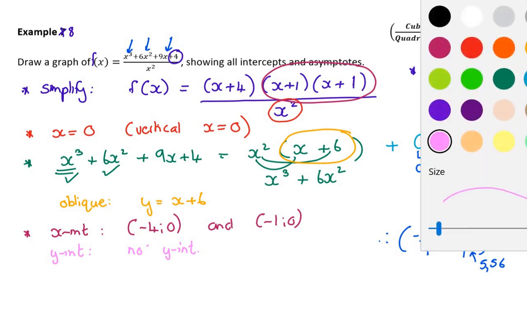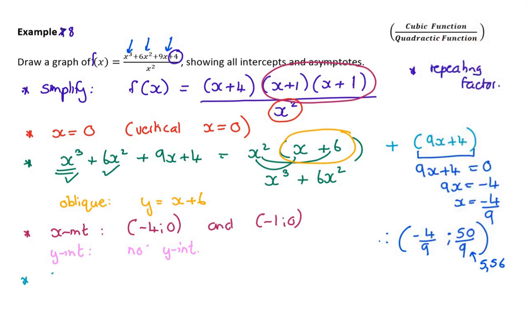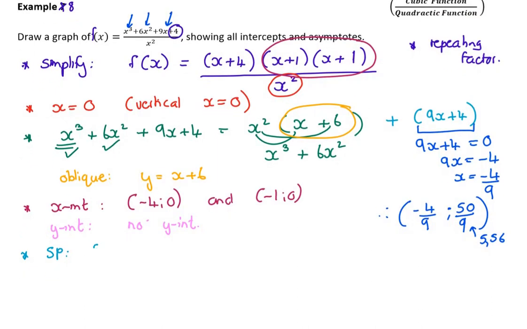So now finally we're on to our stationary points. So let's go and find our first derivative, which is going to be interesting because this is quite a complicated function. So differentiate the top. So that's 3x squared plus 12x plus 9. Multiply by, leave the bottom.